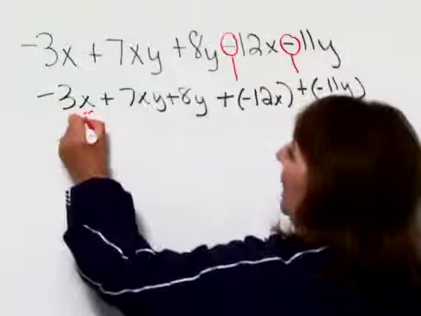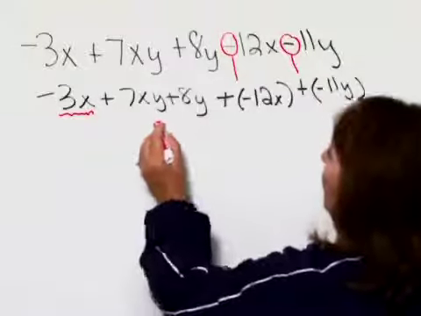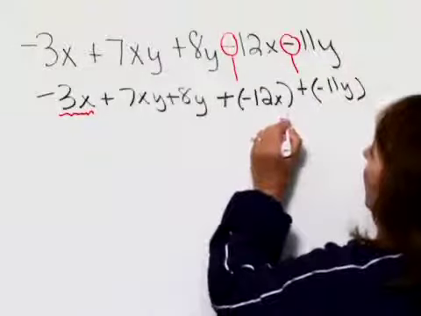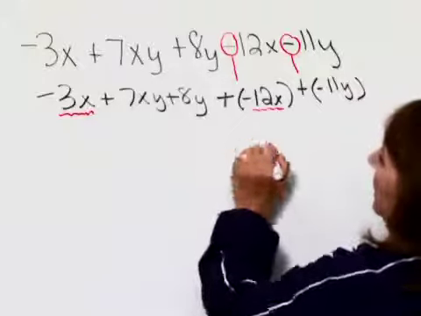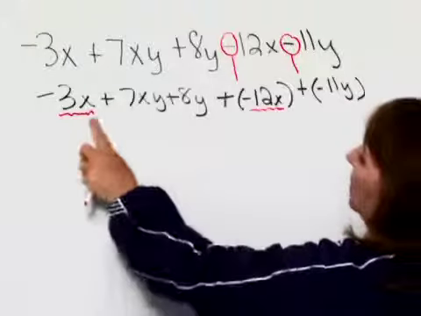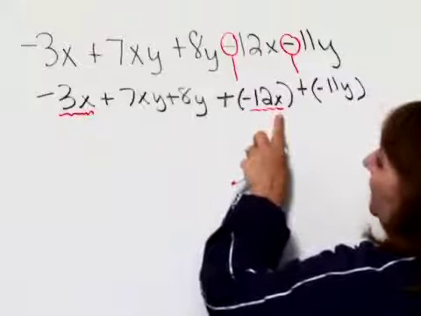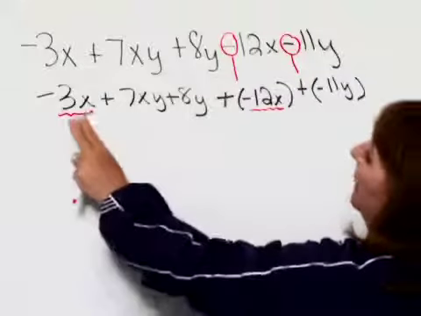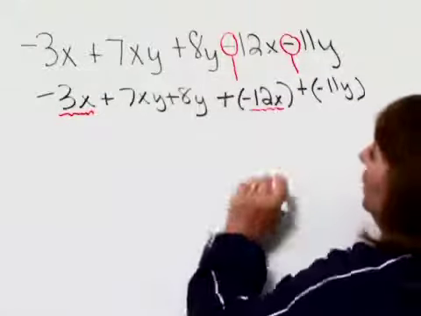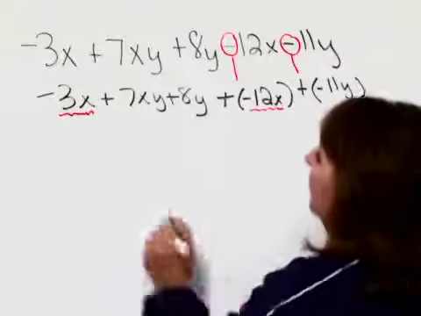The first term has an x in it. So as we look through the problem, we look for another term that has an x. And we have it right here. Both the variables need to be exactly the same. So now we can combine a negative 3x and a negative 12x, and we get a negative 15x.